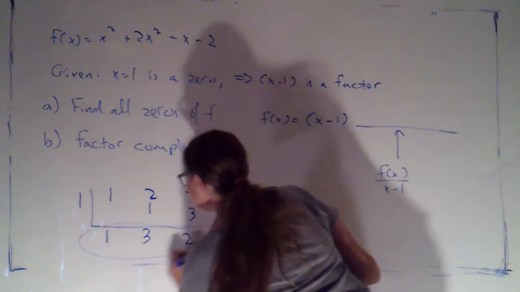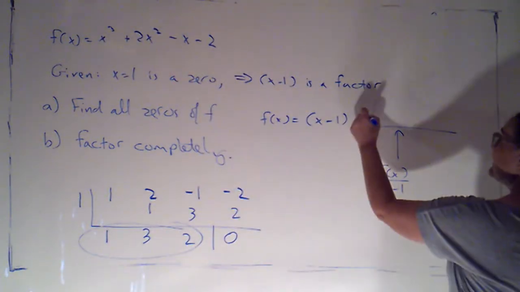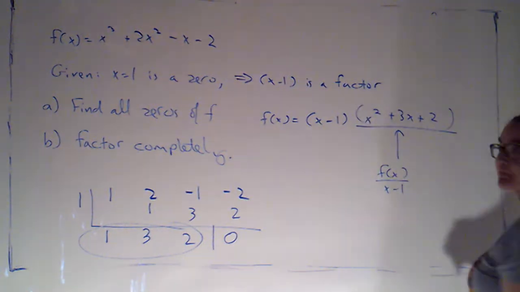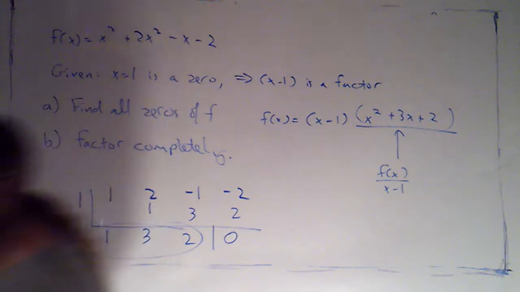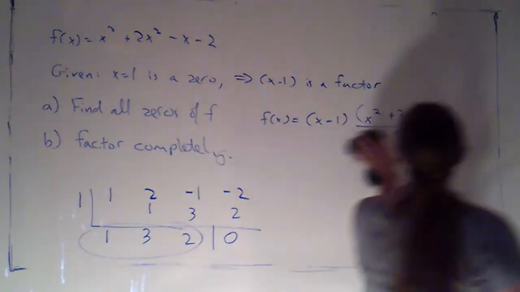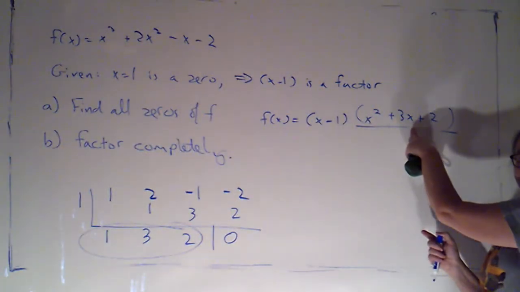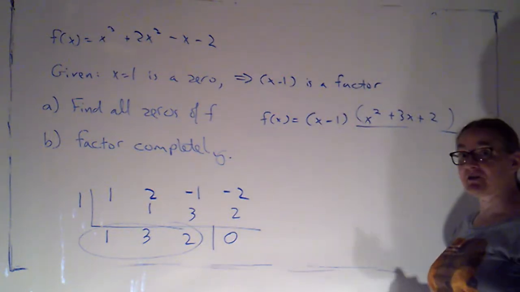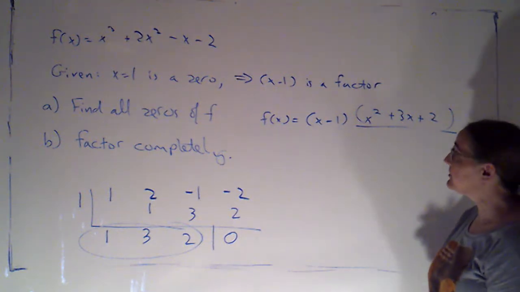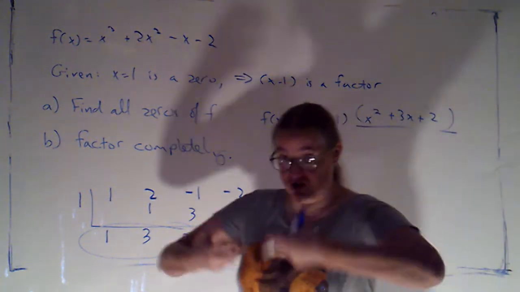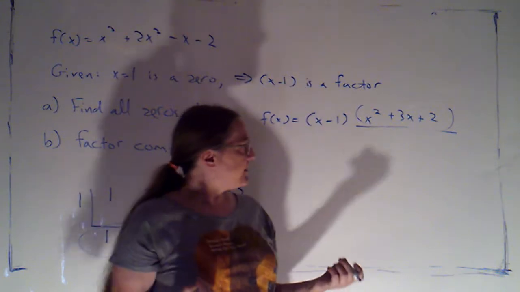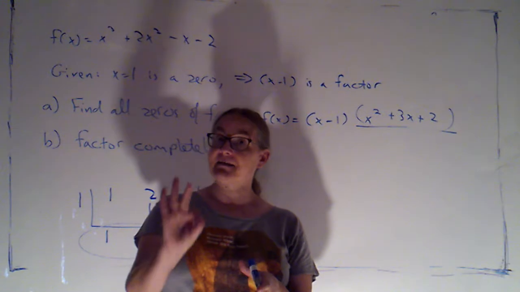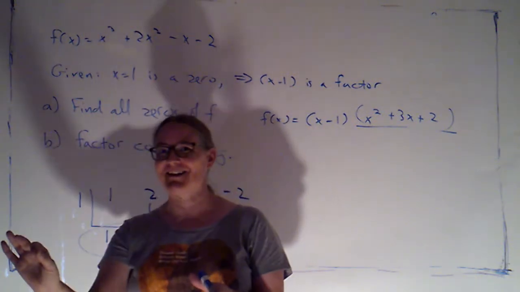What this does is that it gives me the other factor. That's going to be x squared plus 3x plus 2. Now, what's nice about that is that one is quadratic. Once I'm down to a quadratic, I can factor it without having to know these zeros. If it factors nicely, I'm just going to factor it. If I struggle with factoring it, or if it doesn't factor nicely, I can use the quadratic formula to get zeros, and then zeros correspond to factors.